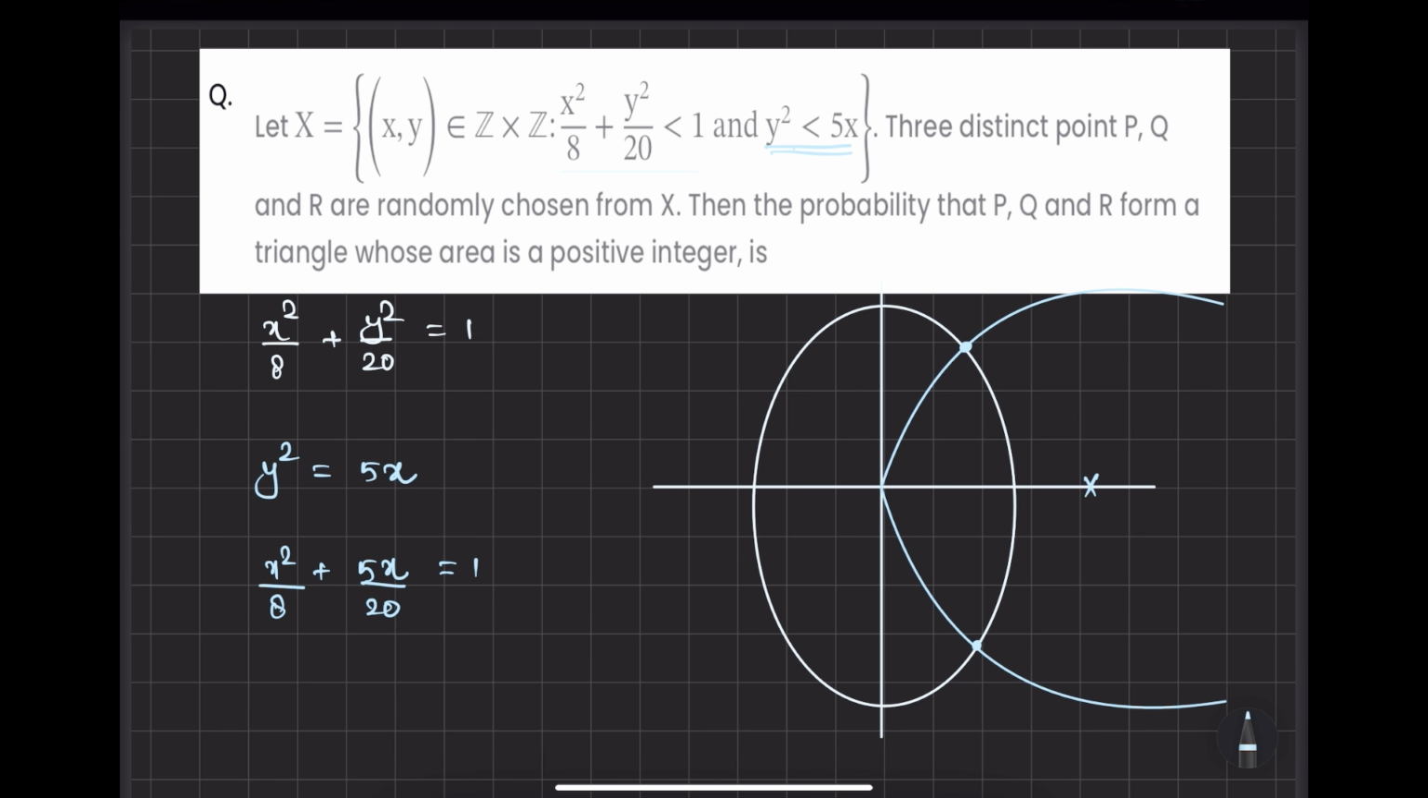Okay, let's find out. So we take the LCM. Suppose that 80 is the LCM. Now 8 times 10, so 10x square, and then 4 times 5x, so 20x equals 80. So you know that it is x square plus 2x minus 8 equals 0.